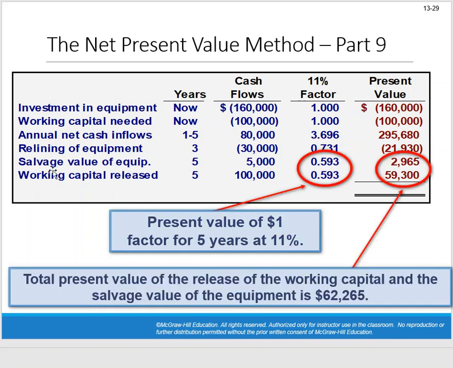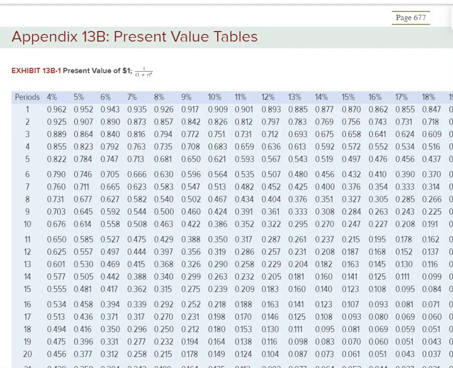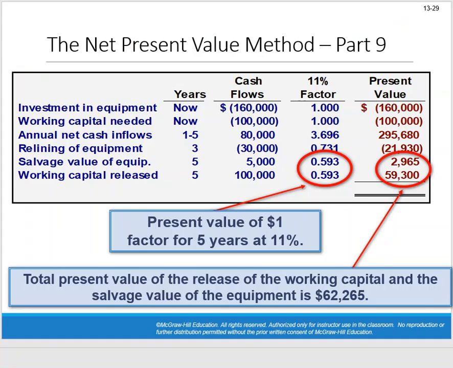We keep going. Salvage value of equipment. So at the end of the project, that expensive equipment that we bought up front, we're going to get rid of it. And we think it's going to have a salvage value of $5,000. So again, we go back to the tables. This is something that happens 1 time, not repeating year after year. So at the end of year 5, we go row 5, 11% column, we get 0.593. So we take 5,000 times 0.593, and in today's dollars, that's $2,965. Also at the end of year 5, we're going to release the working capital. So year 5, it happens 1 time. So again, it's the same thing, 0.593.